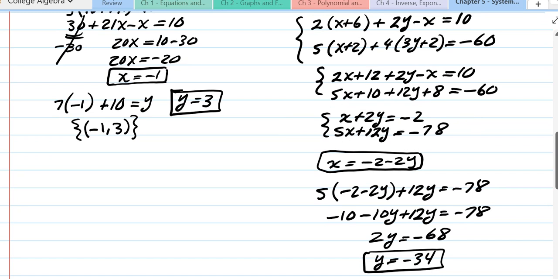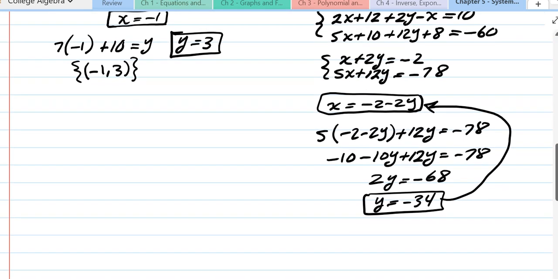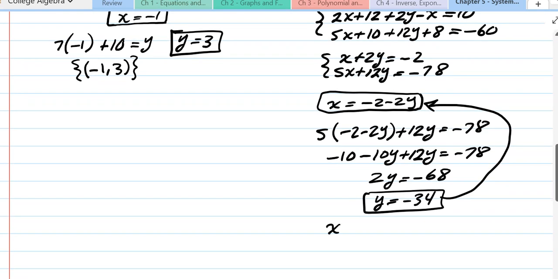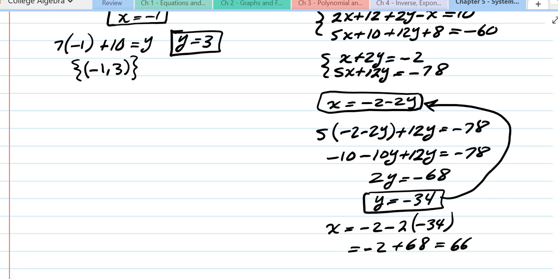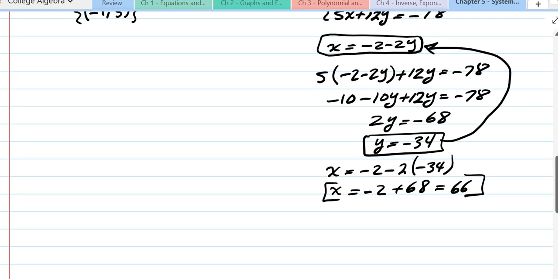Now, once we solve for y, we can back substitute in the first equation and solve for x. Therefore, x is going to be negative 2, negative twice y. And that's going to be negative 2. Negative times negative is positive 68. 68 take away 2 would be 66. And we have the solution to x. Therefore, the ordered pair, the solution to this system, is going to be 66 comma negative 34.